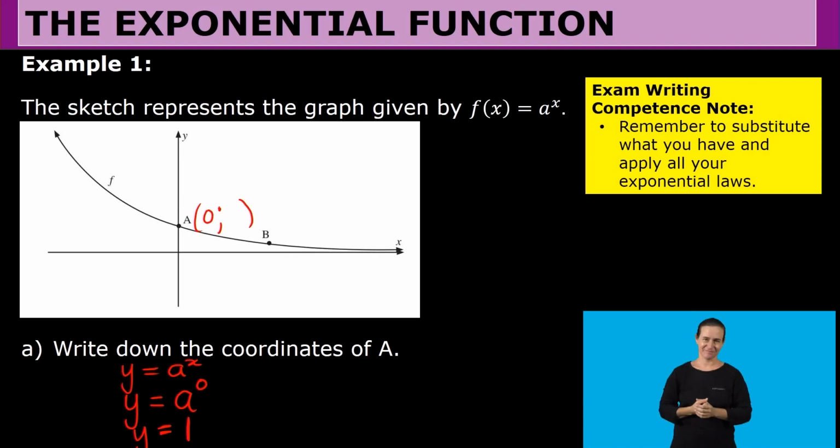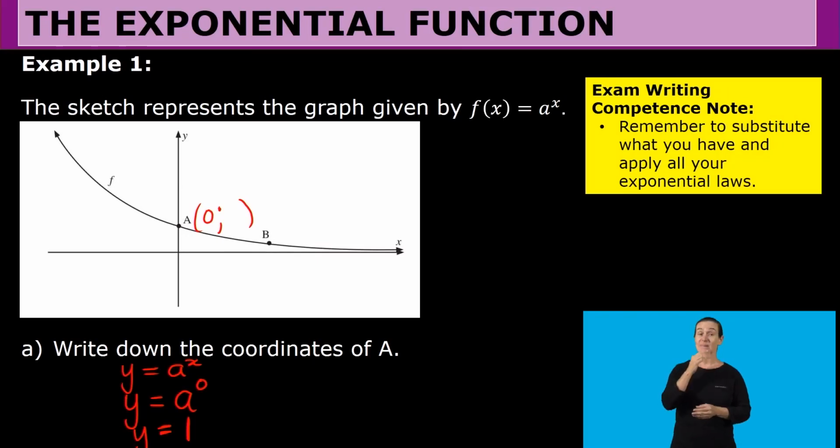So do you see how you did not need to know the value of a there? Because whatever value of a is, when we raise it to an exponent of 0, the answer is going to be 1. So what is the coordinate of A? It means that A is (0; 1). And we found that value simply by substituting.